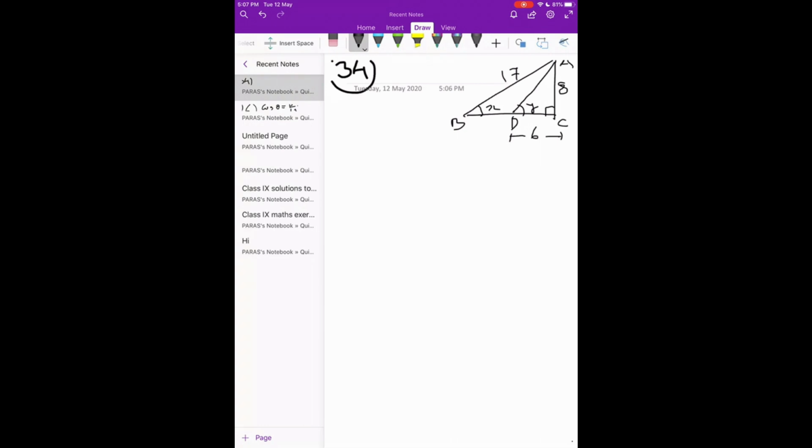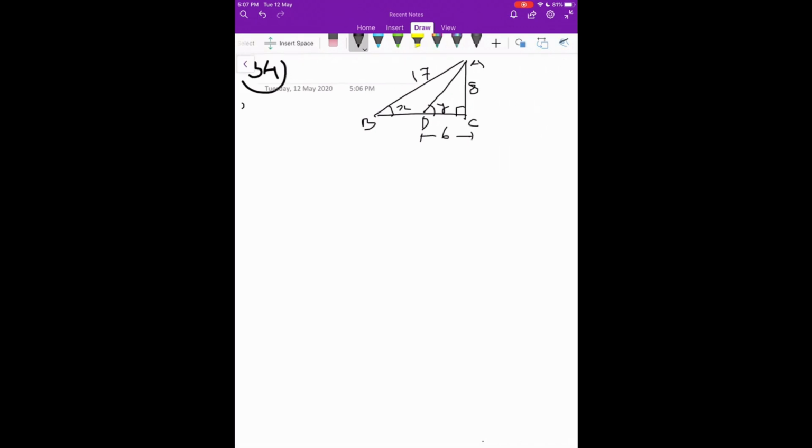So this is marked as Y, and the question is telling you to find what is sine square X plus cos square Y, and then plus tan square X. This is your question number 34. Alright, before I start, first I need to find out all parts of the triangle.